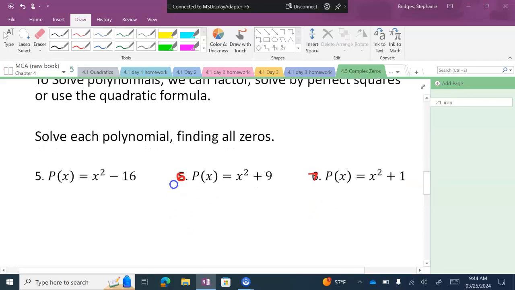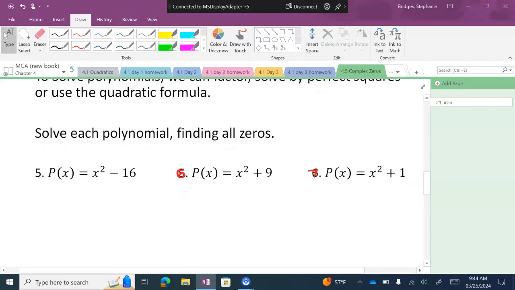In order to solve a polynomial, what do we always have to have it equal to first? 0. So what I'm going to do first is take away that P of x and put 0 in its place. Now, sometimes we can factor. So if you want to try to factor, you can. I'm going to actually show you this problem 2 different ways.